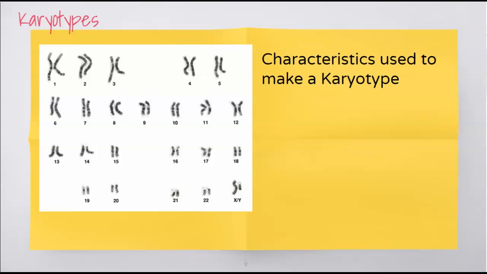So how do we make a karyotype? What are the characteristics we're using? So we always want to look at the size of the chromosome. So when I make a karyotype, biggest to smallest. That's what I already said. So size of chromosome does matter, you guys. It's a big deal. We want to go biggest to smallest.